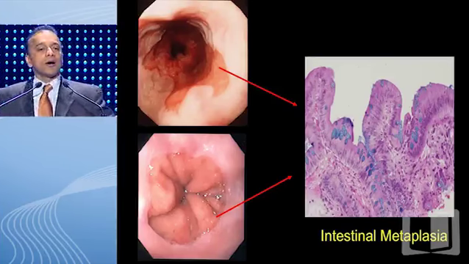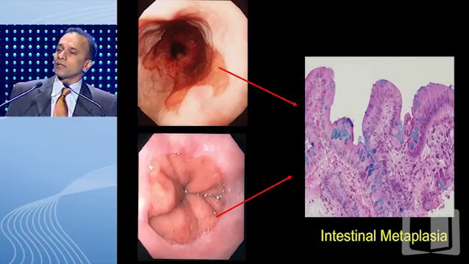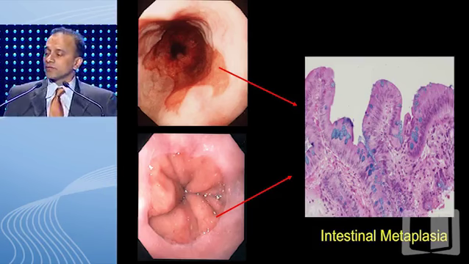The patient on the top has reflux symptoms, has endoscopic columnar-lined esophagus, which is Barrett's esophagus, and the patient down below has no reflux symptoms, has symptoms of dyspepsia, was found to have a gastric ulcer, and has a normal Z-line. And if biopsies are obtained from these areas, you will find intestinal metaplasia.